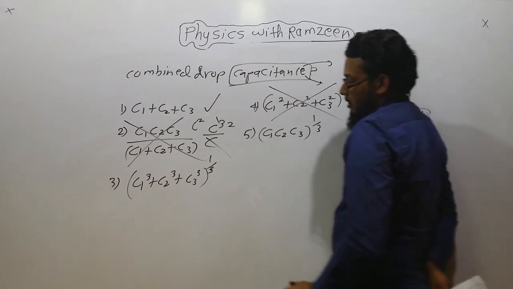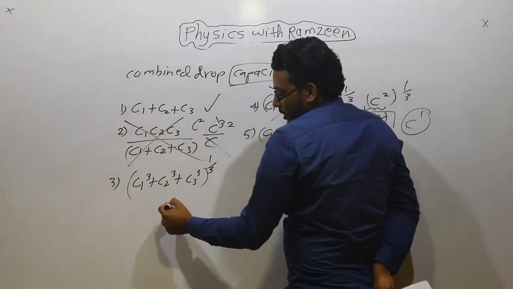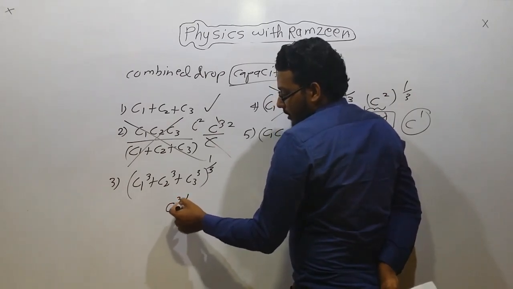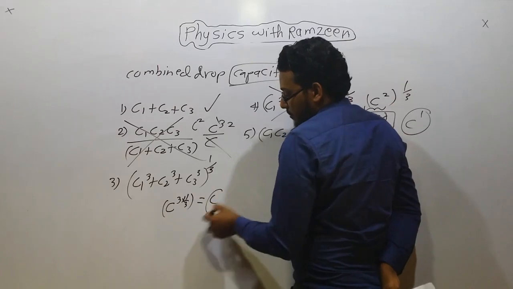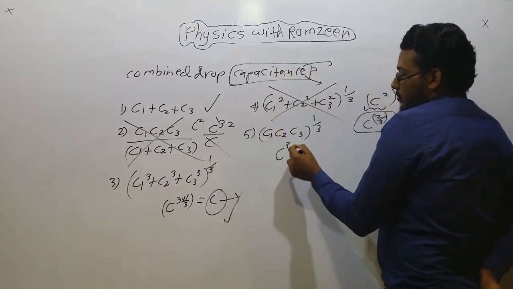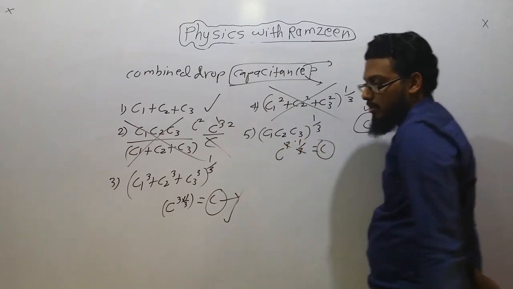And we move on to the other ones. It's also fine. C1 cube, C2 cube, C3 cube is equal to capacitance C cube, and multiplied by 1 over 3, finally it comes to the capacitance dimension. It's also fine. And also C cube into 1 over 3 also comes to the capacitance dimension.